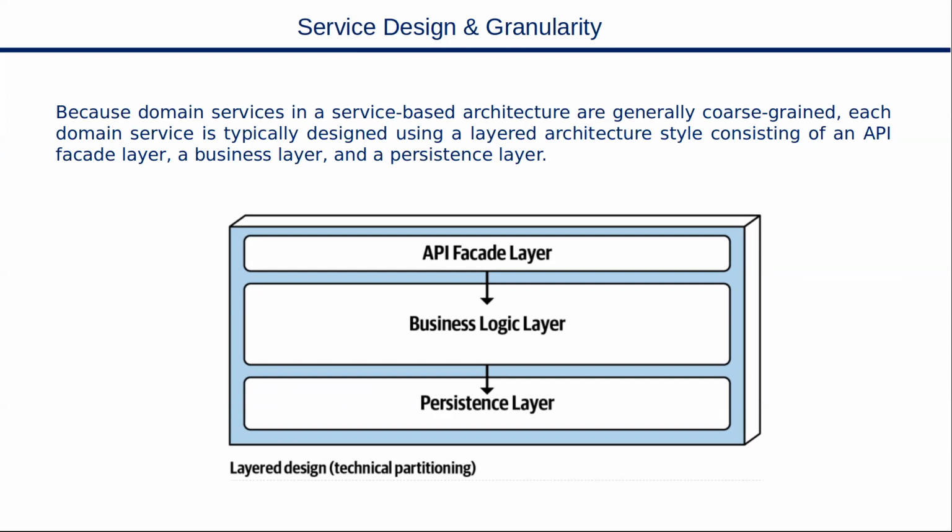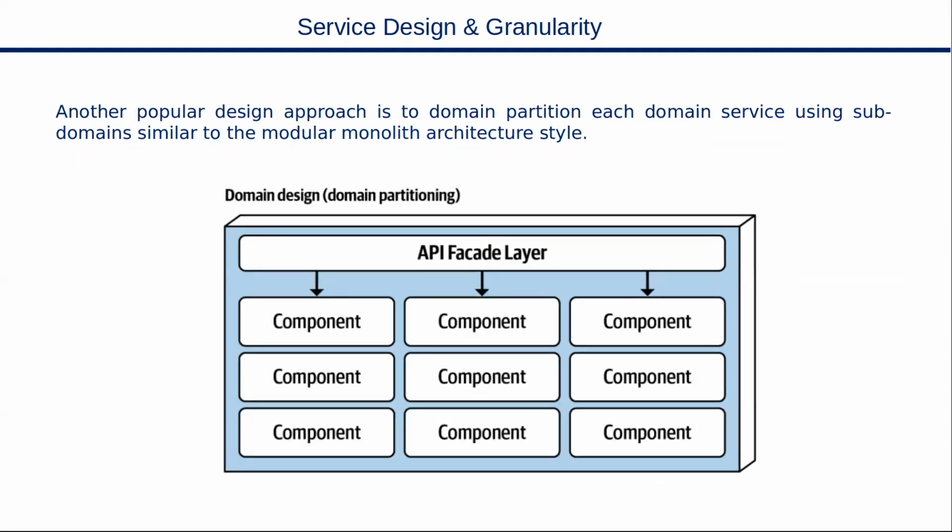So layered design is a technical partitioning. When we are talking about technical partitioning, what does it mean? It means that it is divided by layered design, but it's also possible that you will design these services based on domain design. So you can divide it by domain partitioning. Here, for example, you will have API facade layers, and they will communicate not with layers, but with components. So one more time, we're now looking into what is inside of this layer. How can you build it? What is the design granularity of a particular service? Another popular design approach is domain partitioning of each domain service using subdomains, similar to the modular monolithic architectural style.